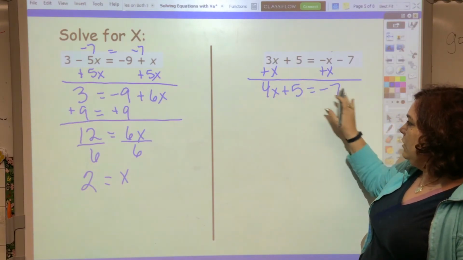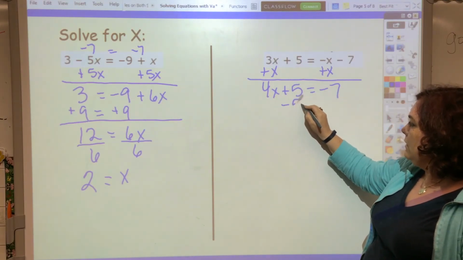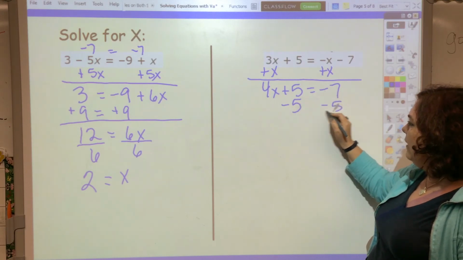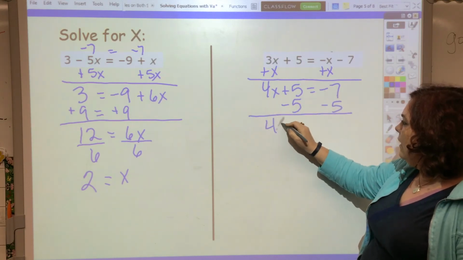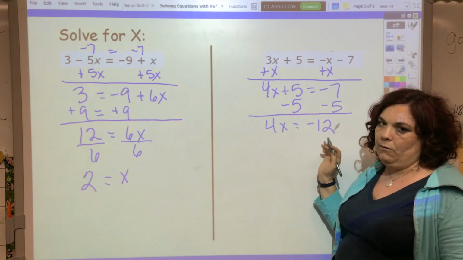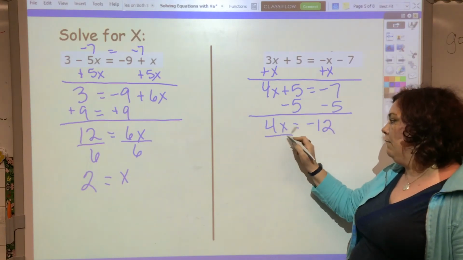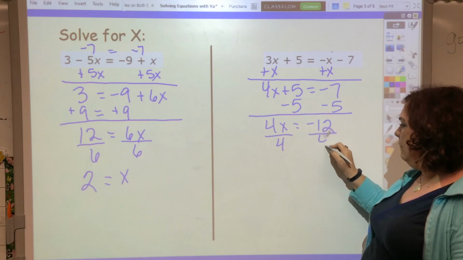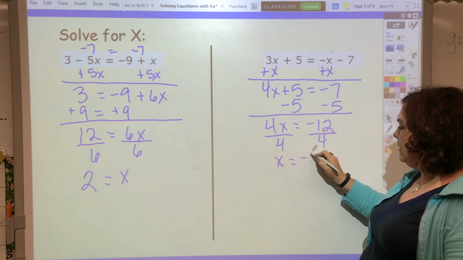So now I've got a two-step equation. I'm going to subtract 5, and so I get 4x equals negative 12. Now I have a one-step equation. It's a multiplication equation. I'm going to divide by 4. Divide by 4, I get x equals negative 3.